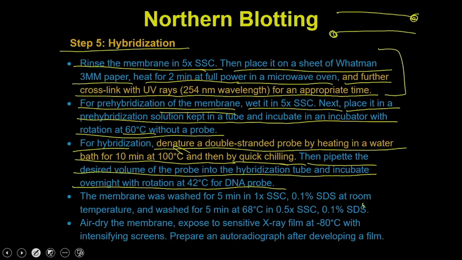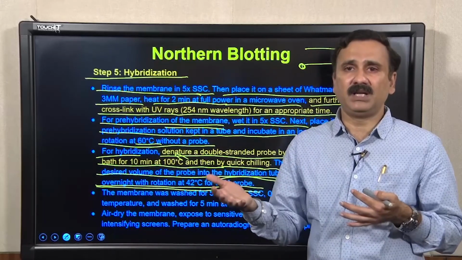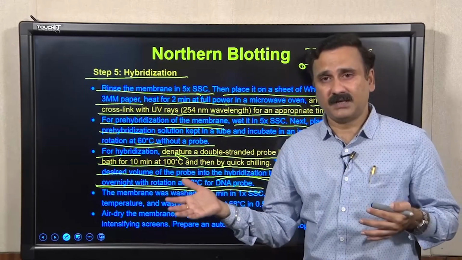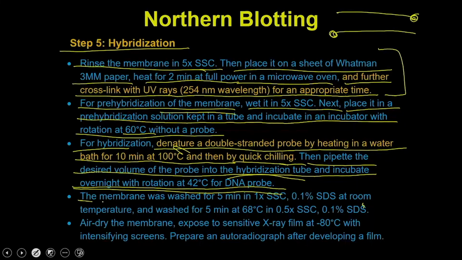Then you keep the desired amount of the probe in the hybridization tubes and incubate overnight with rotation in a hybridization chamber at 42 degrees Celsius. You keep the temperature slightly warm so that you do not allow non-specific interactions of the DNA with other messenger RNAs. The membrane was washed 5 times with SSC buffer at room temperature, and then washed at 68 degrees Celsius.